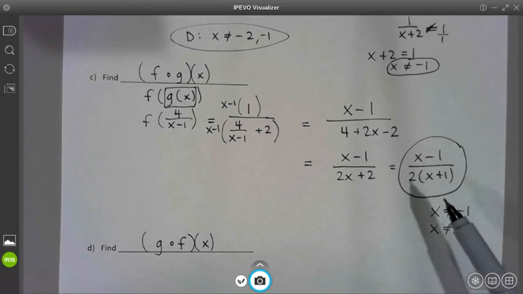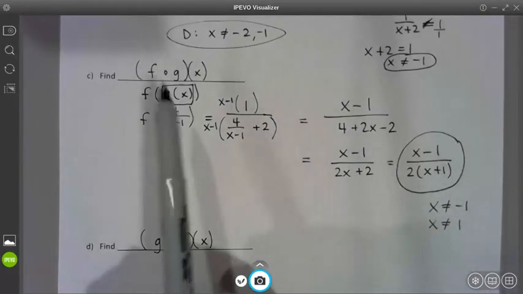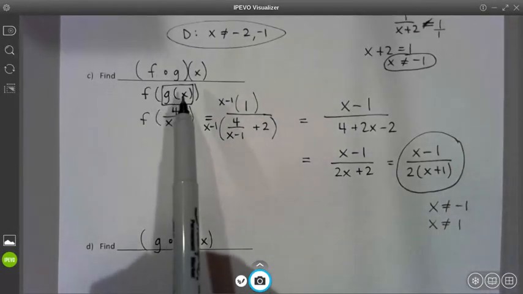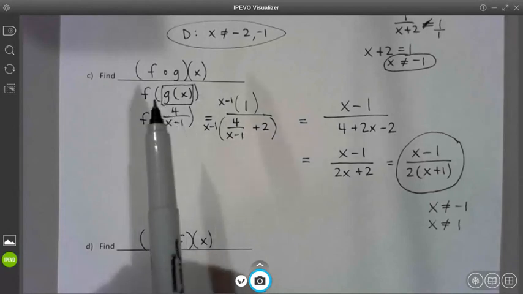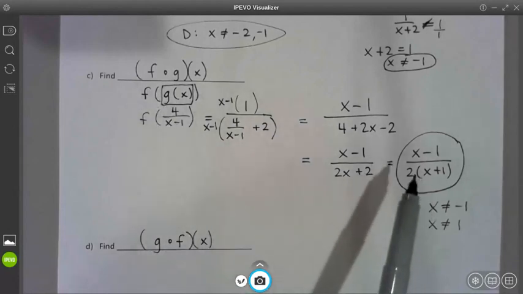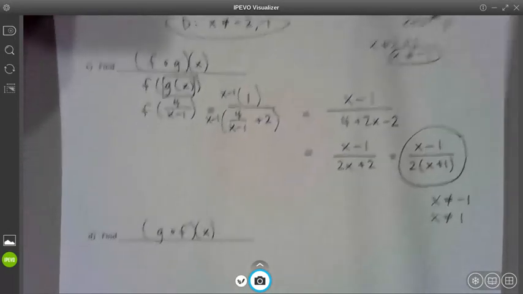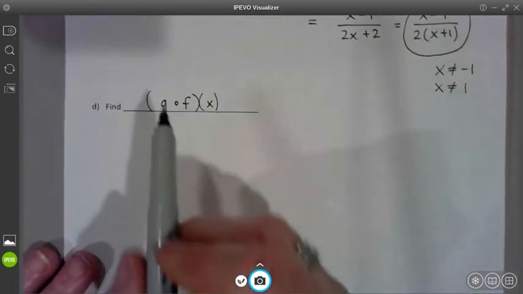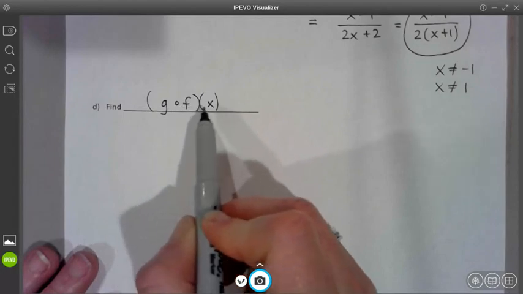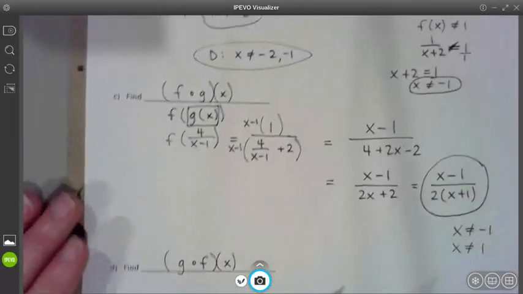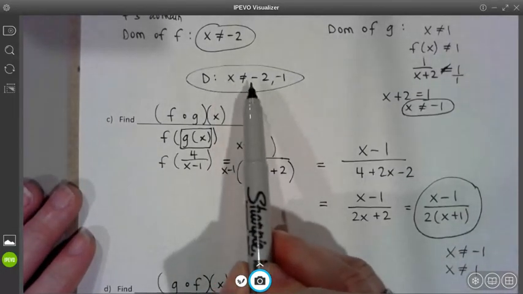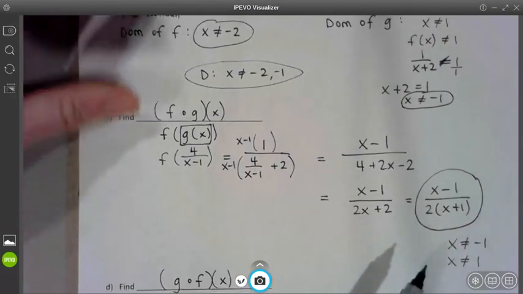It never hurts to check, but you always have to hold on to any of those first restrictions on that inside function, and that you most likely will not get when you look at the end result. All right, so then the last one is they want you to find g of f of x. Now we already know its domain is that x can't be -2 and -1.